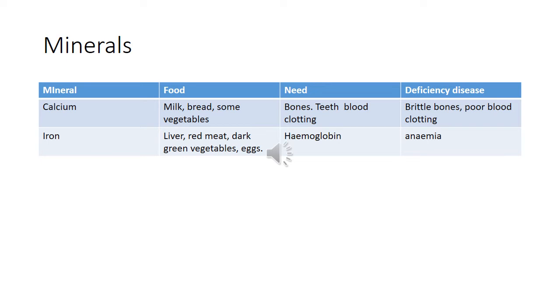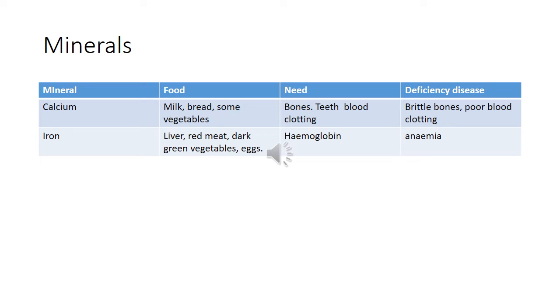We also need minerals in our diet. Minerals are inorganic substances, and we only need small amounts of them in our diet, but if we don't have them, we can get different diseases. Again, be aware there are many, many more than Cambridge mentioned here, but Cambridge mentioned calcium and iron.